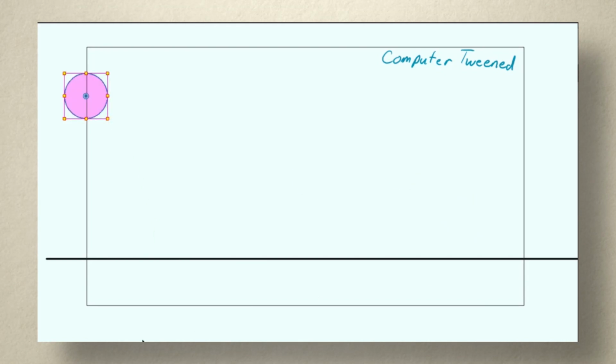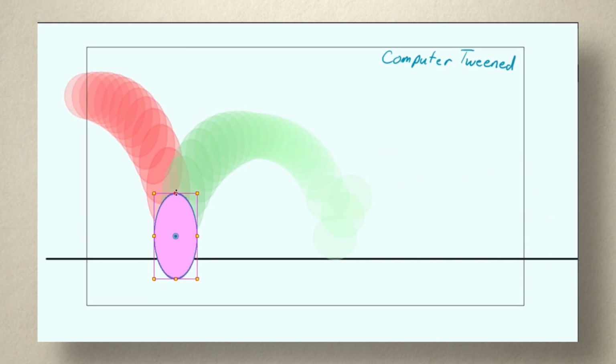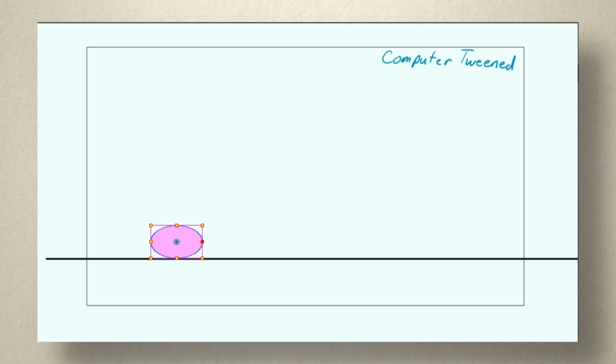So now our arcs are there, but we don't have any squash and stretch as the ball falls and impacts. Let's put that in. Let's start with the first squash. I can use this transform box to change the scale of the ball, but you can see it's auto-tweening the scale as well as the position. That's not what we want.